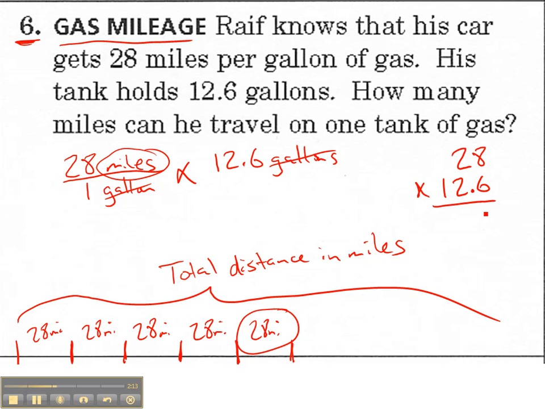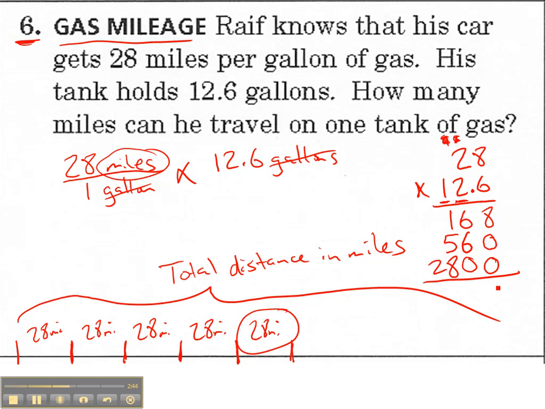Okay, 8 times 6 is 48. Carry the 4. 2 times 6 is 12, plus 4 is 16. I'm done with that, so I'm going to cross it out so I don't confuse myself. Now I'm on the tens place, so I start with a 0. 8 times 2 is 16. Carry the 1. 2 times 2 is 4, plus 1 is 5. Get rid of that. Now I'm on the hundreds place, so start with 2 zeros. 8 times 1 is 8. 2 times 1 is 2.